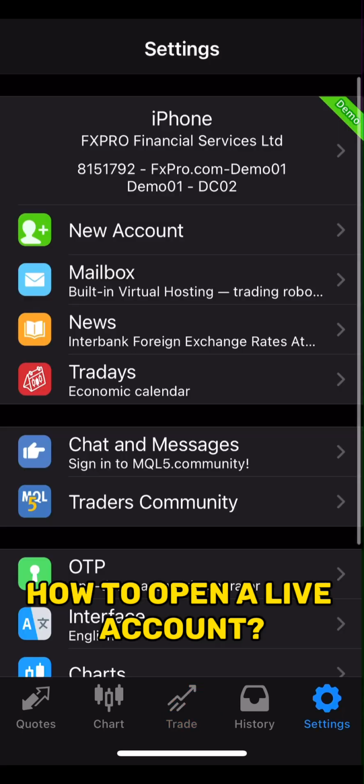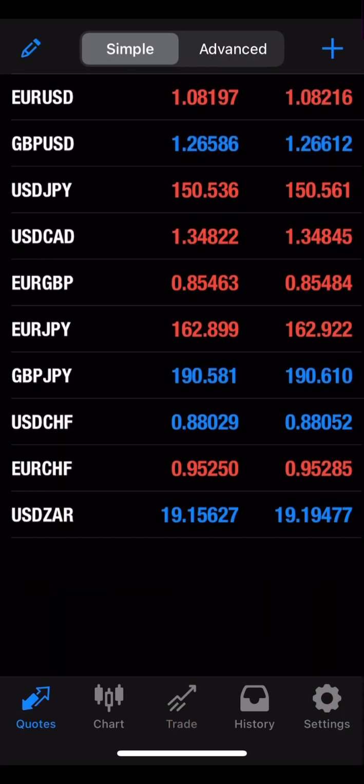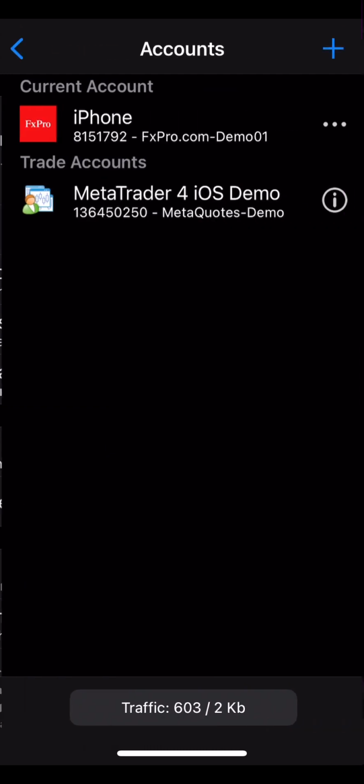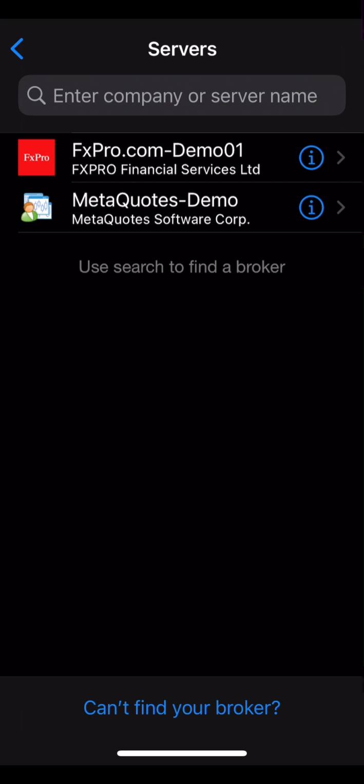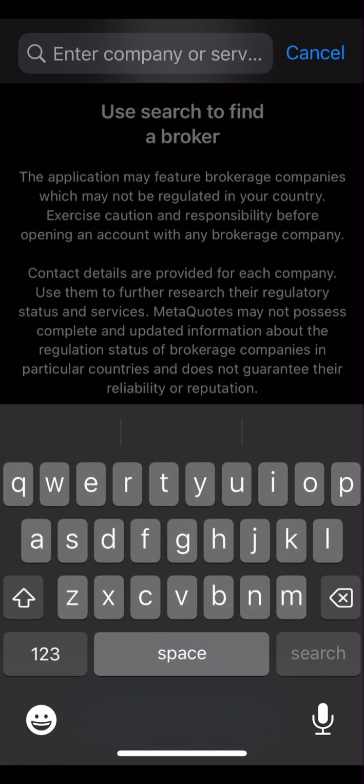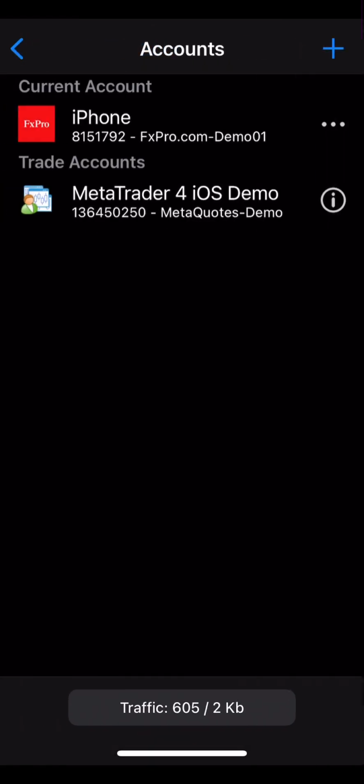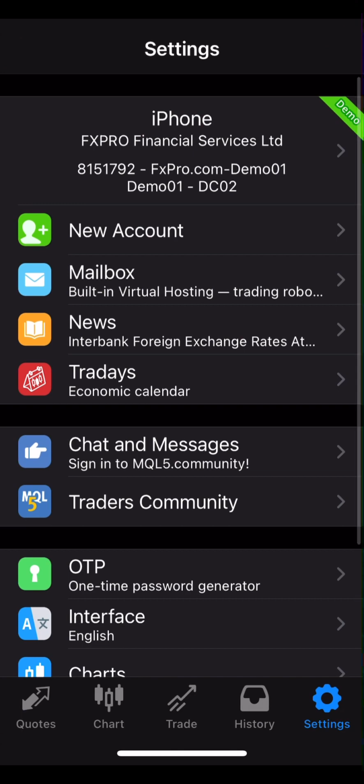Now, how to open a live account? Well, to open a live account, you'll first have to go to the broker that you have chosen. You have to go to their official site and open an account there first, and then you'll get login details from them. And then you come here, you click here, the plus button again, log into an existing account. You will search the broker that you registered on their website, and then you enter the login details, and then you will be on a live account.